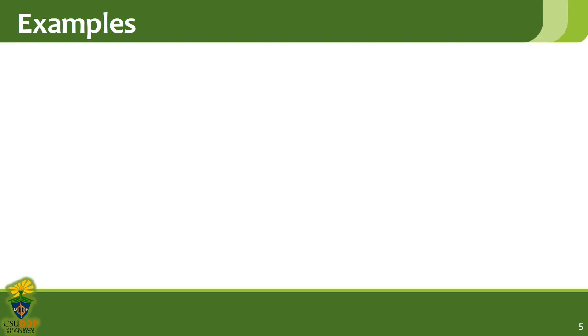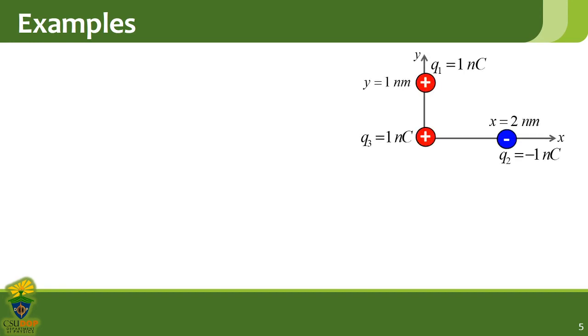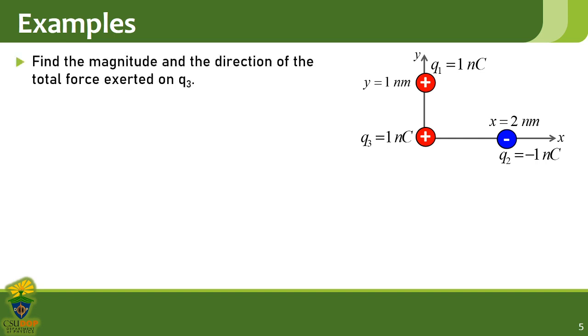Let's now have an example where there is more than one force acting on a charge. In this problem, there are three charges Q1, Q2, and Q3. Q1 is located at y equal to 1 nanometer, Q2 is at x equal to 2 nanometers, while Q3 is at the origin. We are then asked to find the magnitude and direction of the total force on Q3. Only two forces are acting on Q3, the force exerted by Q1 on Q3, F13, and the force exerted by Q2 on Q3, F23. The total force is then the vector sum of these two.